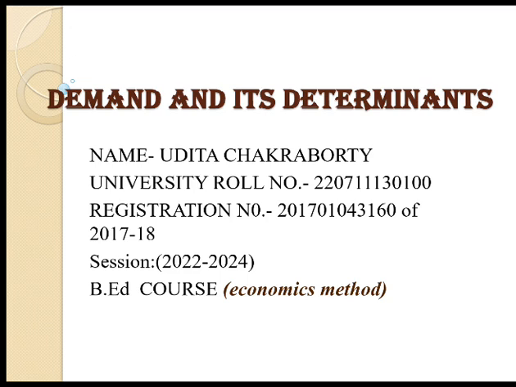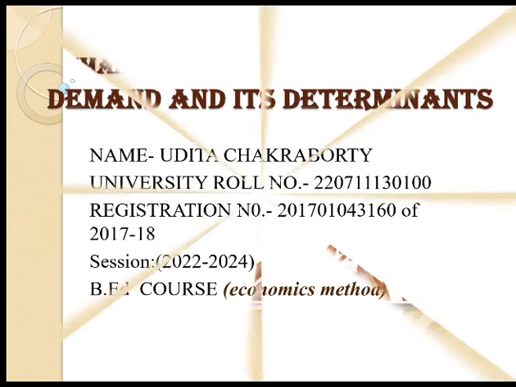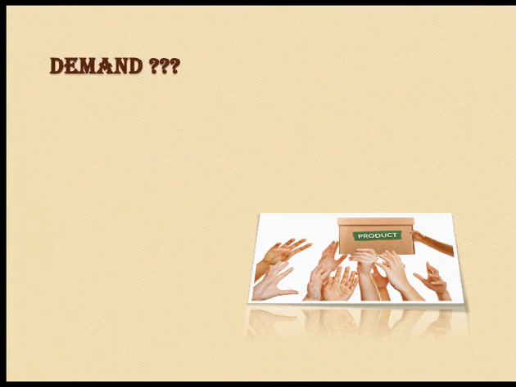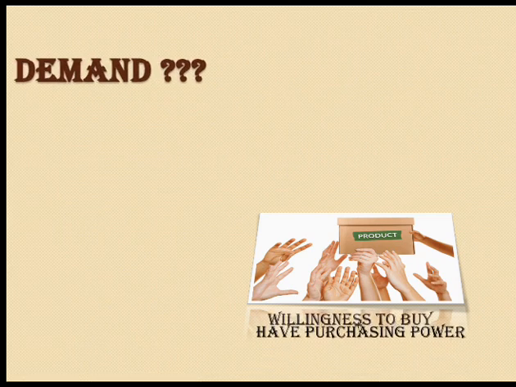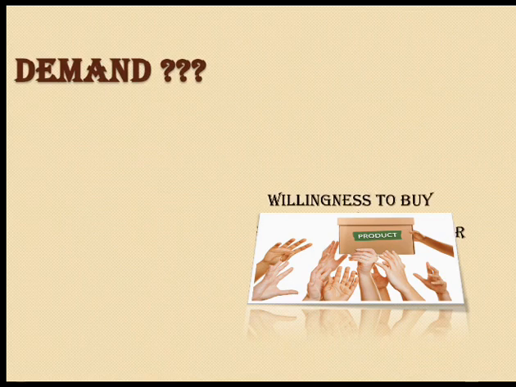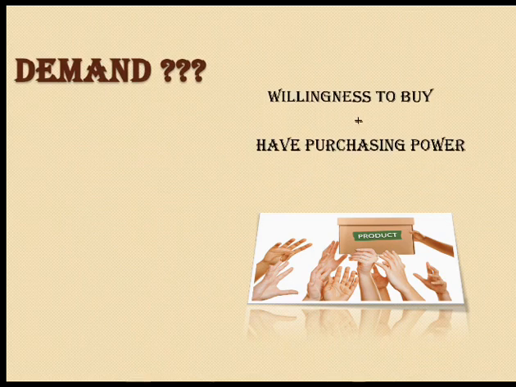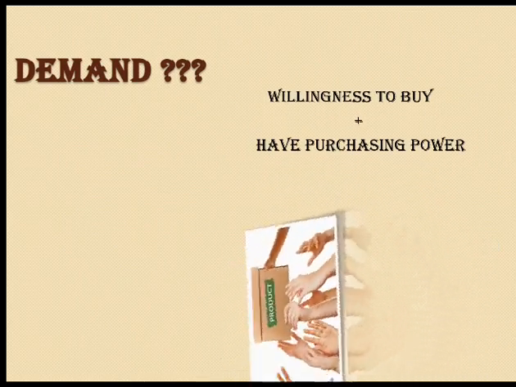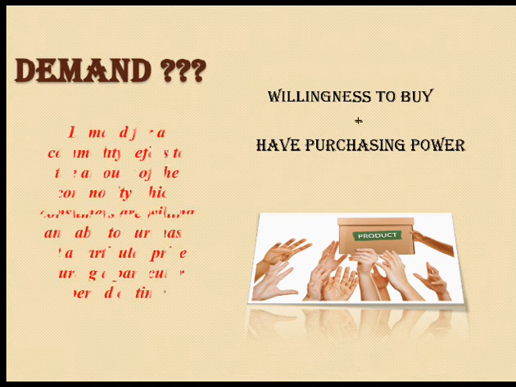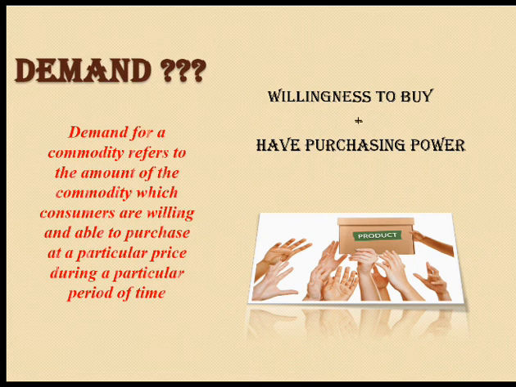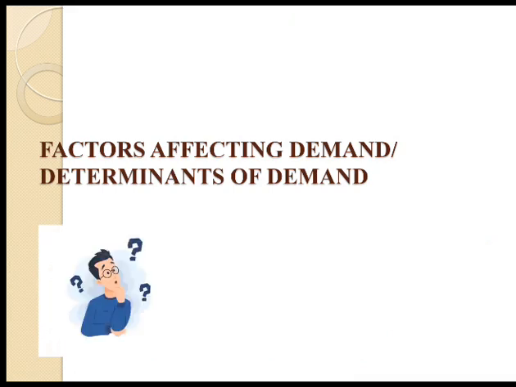So, first, let me explain the meaning of demand. Demand is when an individual wants a certain commodity backed by its purchasing power. In simple terms, willingness to buy plus ability to buy that commodity is called demand in economics. So now let us discuss some important determinants of demand for a commodity.